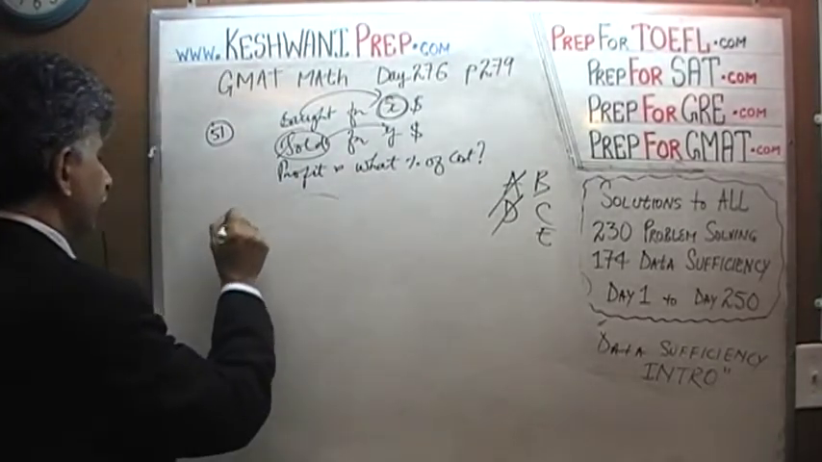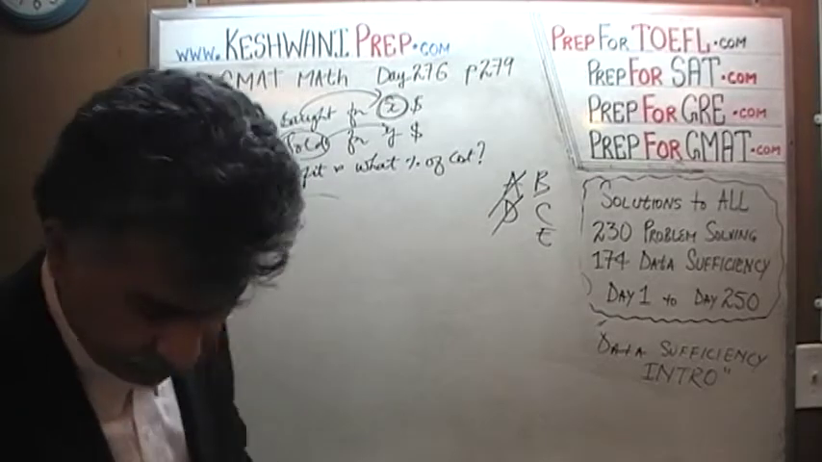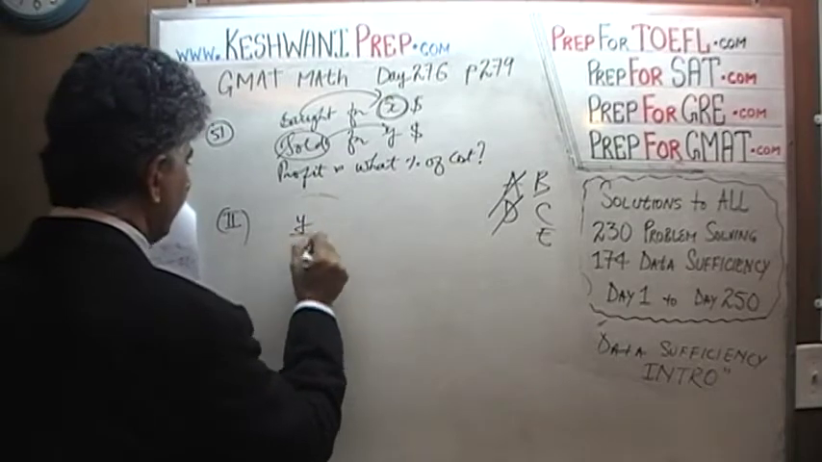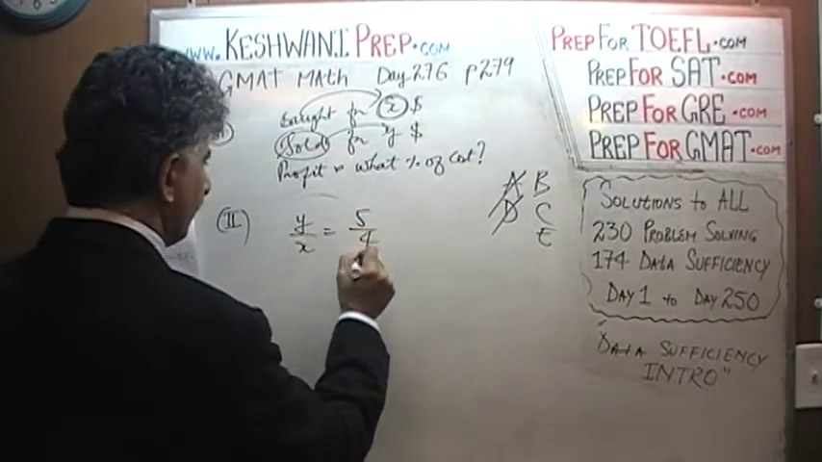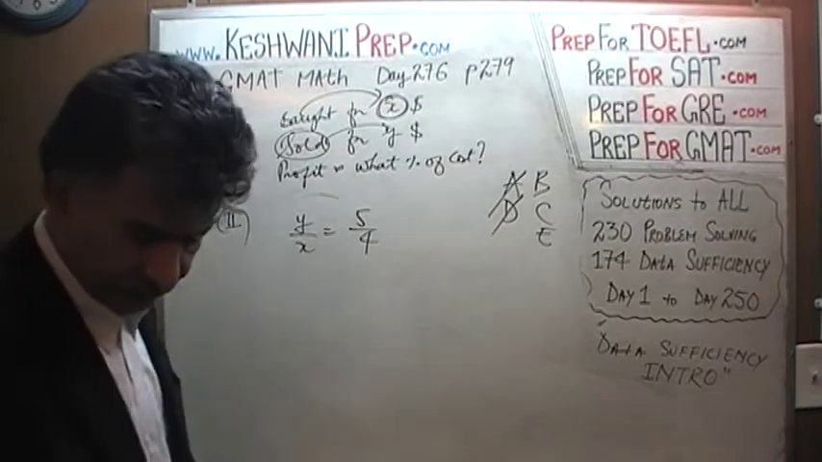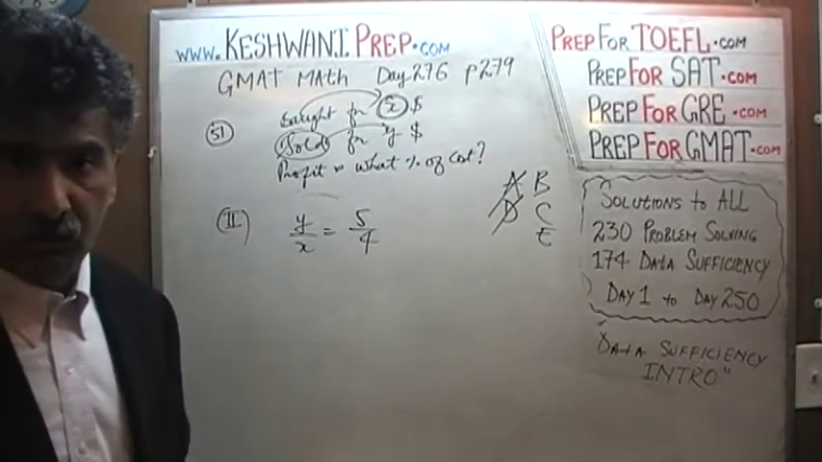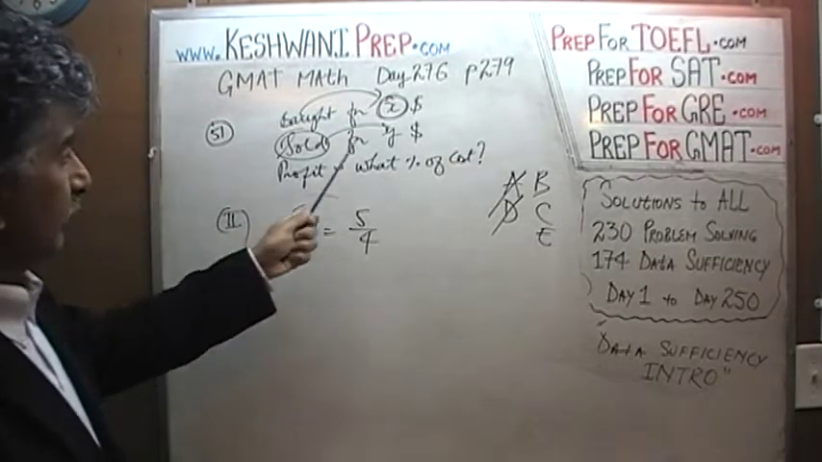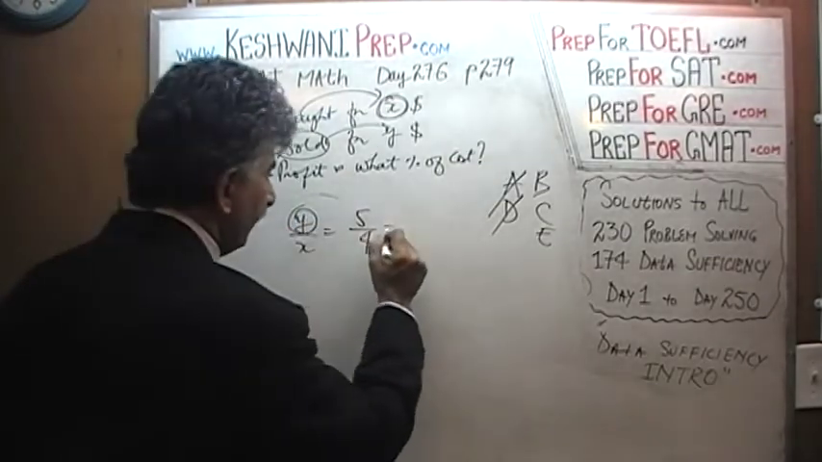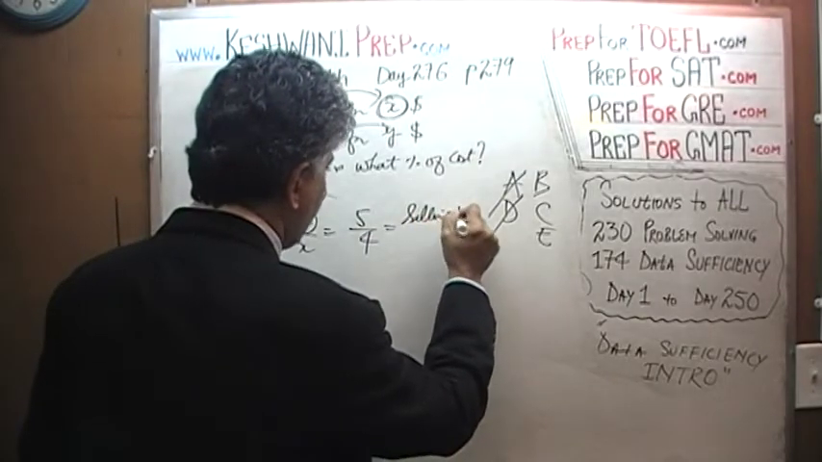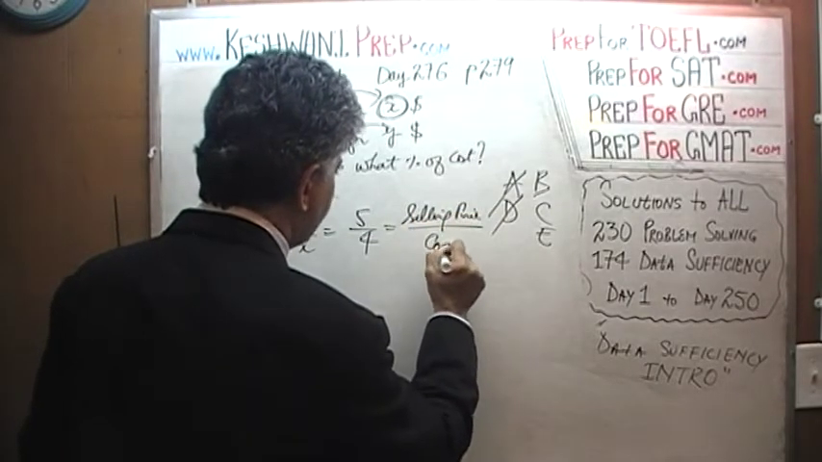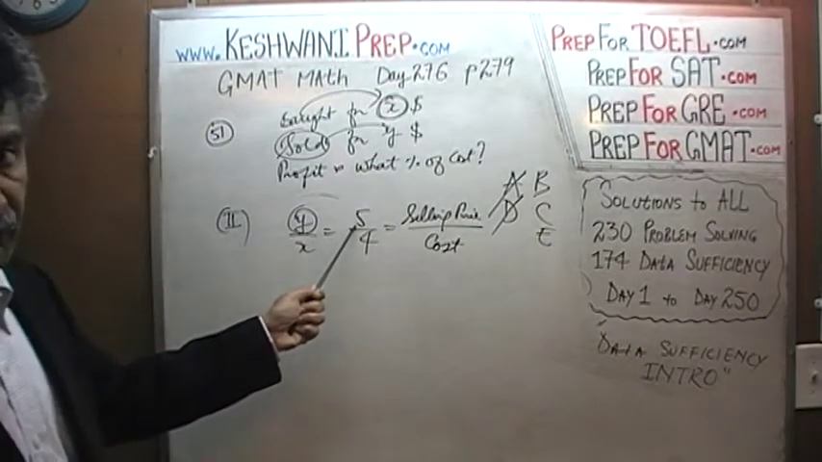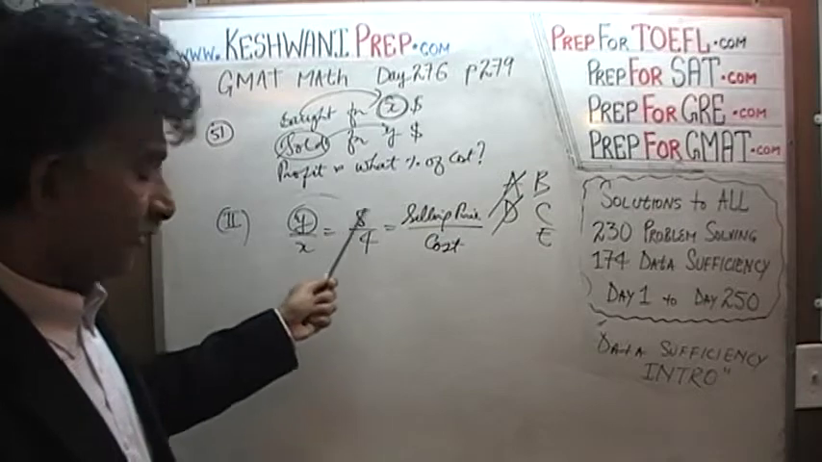Second statement tells us that y over x equals 5 over 4. Now listen, there are two ways we can go about it. Y is what we are selling it for. That's our selling price. So this is selling price over the cost. This is the ratio of selling price over the cost.